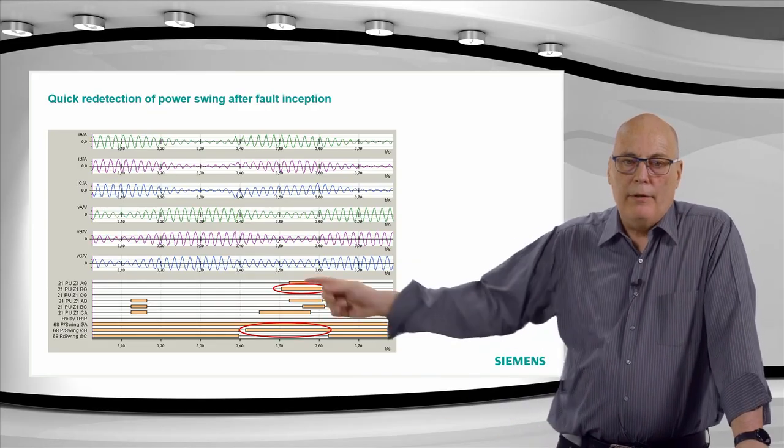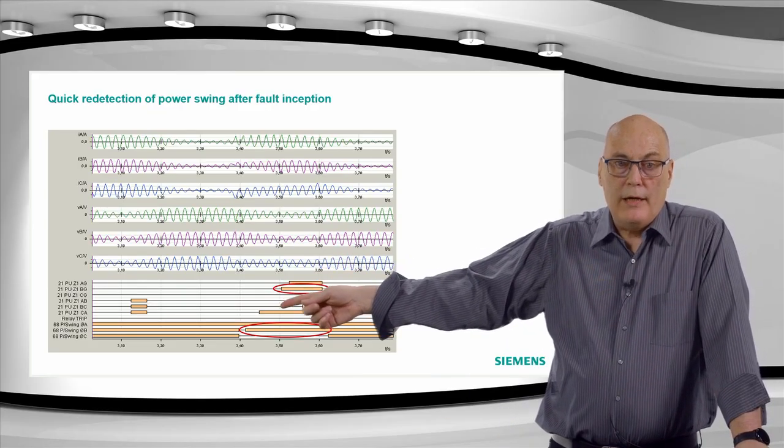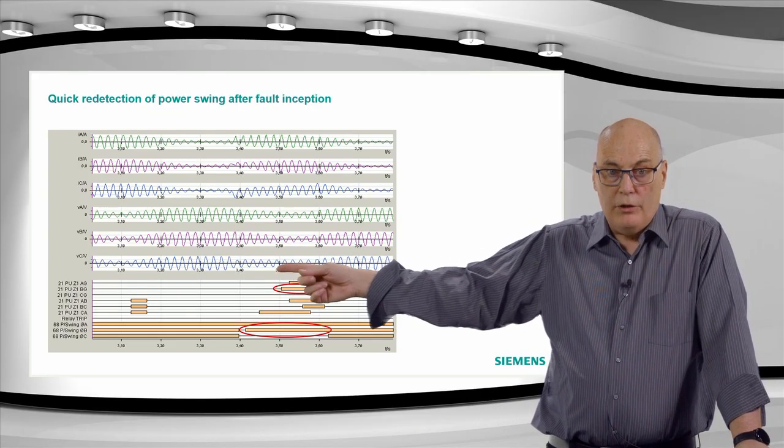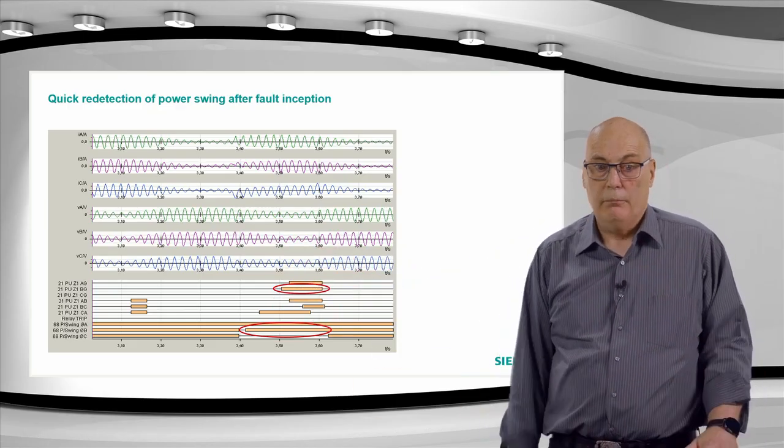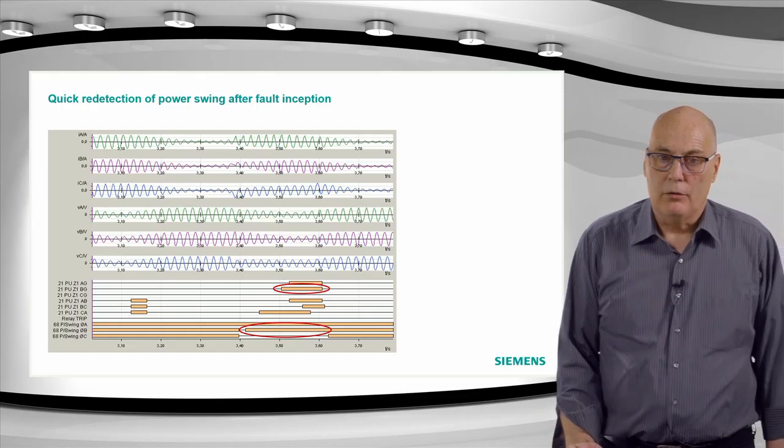Then over there you also get the pickup by the relay as it swings in. You can see where the current reaches its peak, the voltages go down, and the relay actually picks up, but there is no trip because the power swing blocking prevented the tripping.